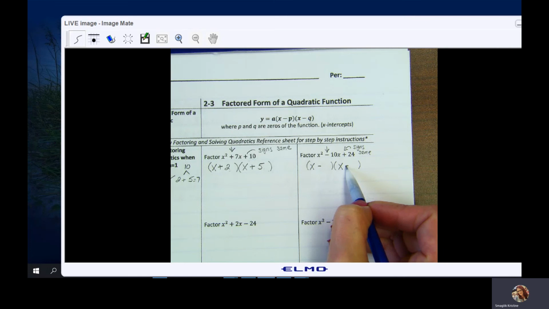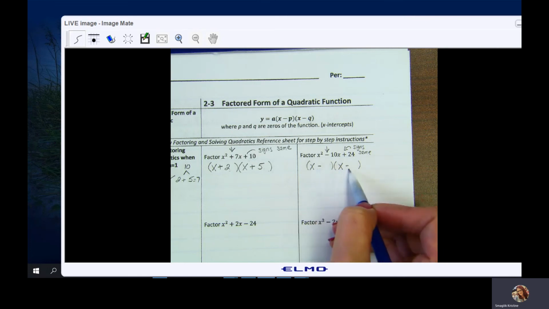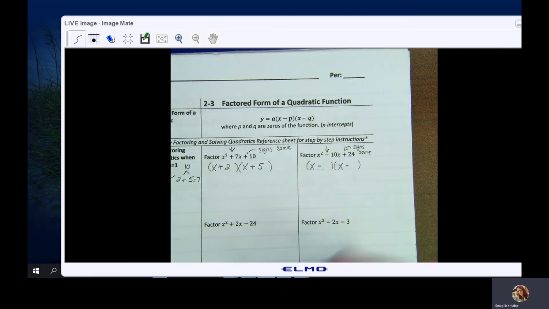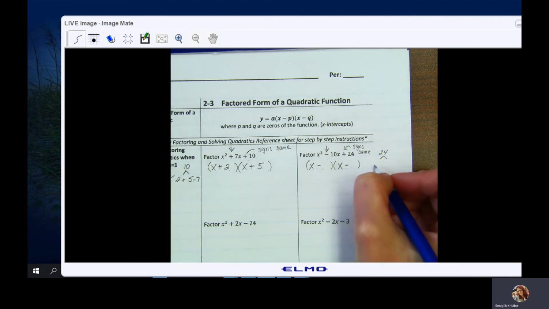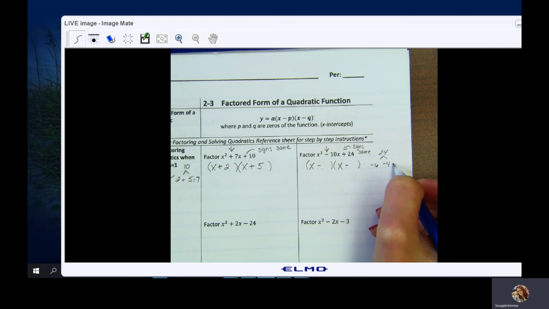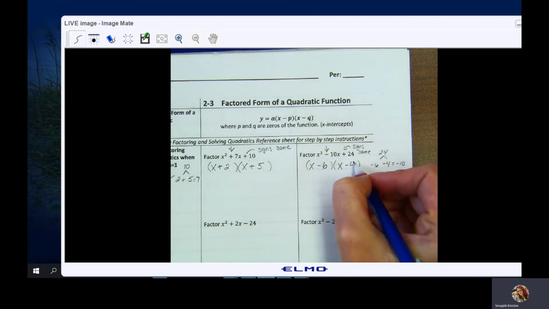Now I need two numbers that when I multiply them I get 24, but I add them I get a negative 10. And again, we already know that both of my factors would have to be negative in order for that c value to be positive. So let's take a look. Positive 24. I'm thinking negative 6 and a negative 4. If I add these, negative 6 plus a negative 4, that does give me a negative 10, which is what my middle term is. And also, if I multiply negative 6 times a negative 4, I do get 24. So I will just drop those values in. And we are factored.